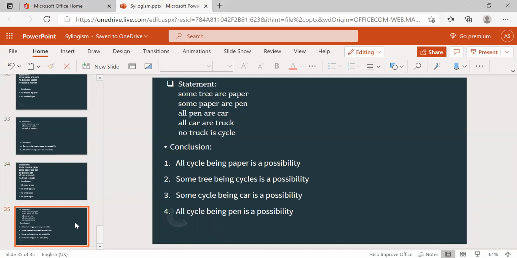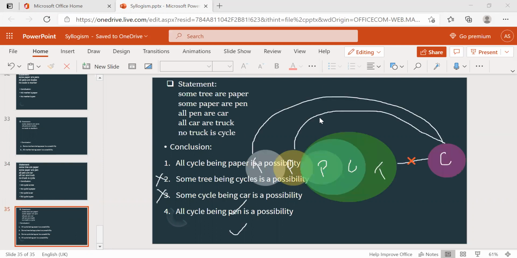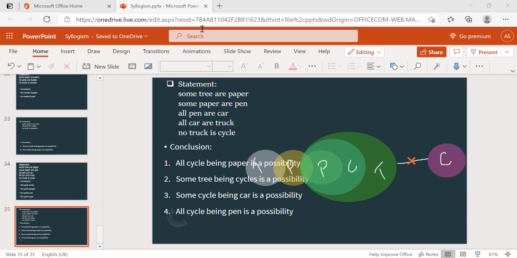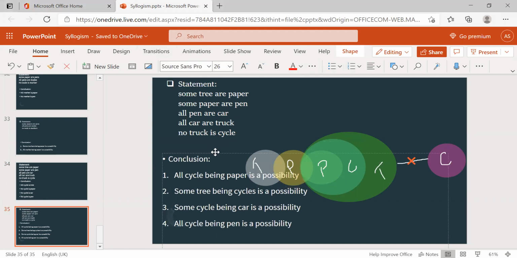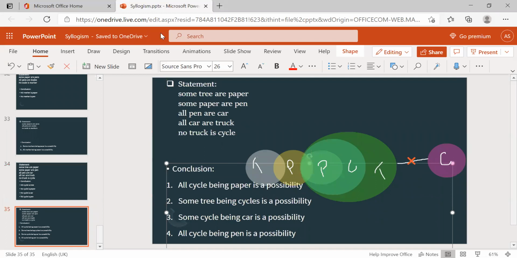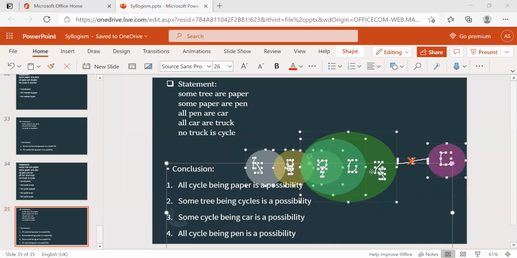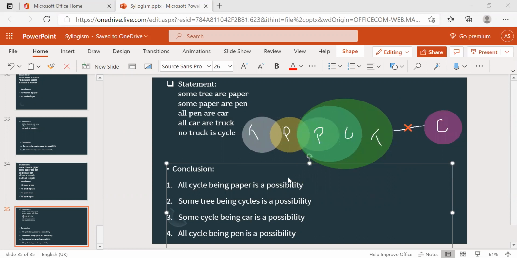Now check another one. Just see. Same thing. Now check this.